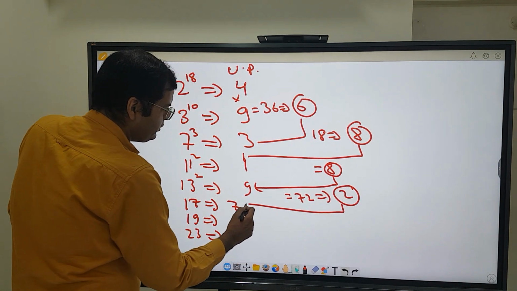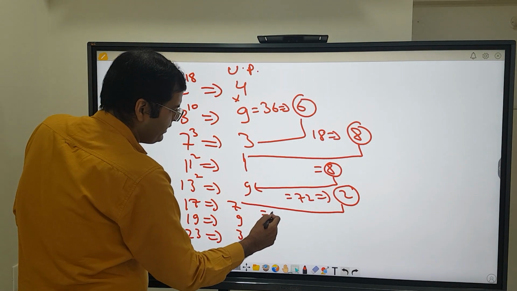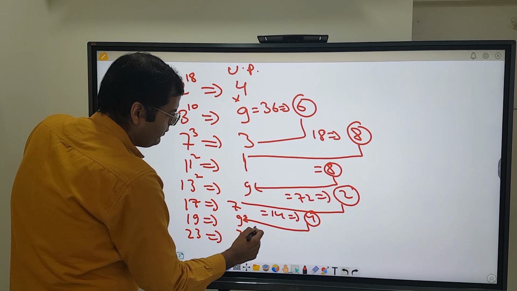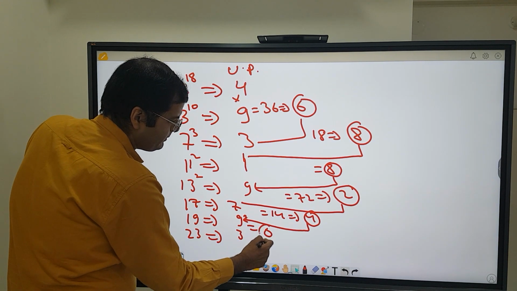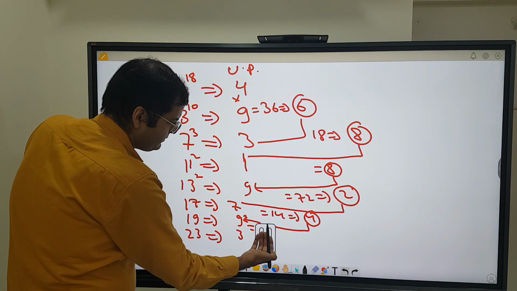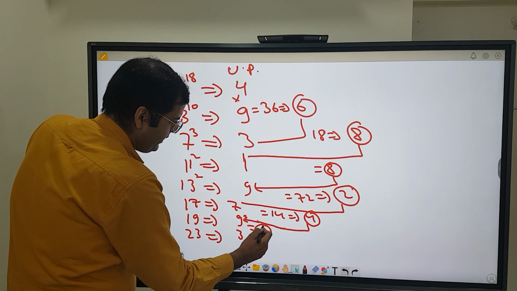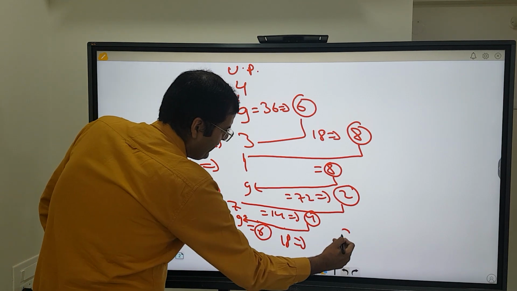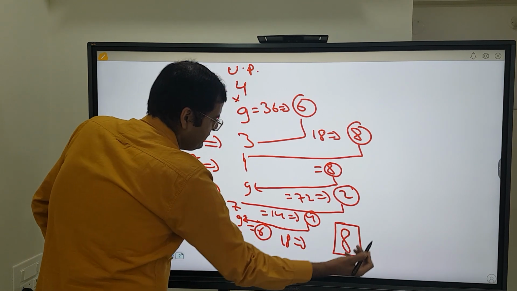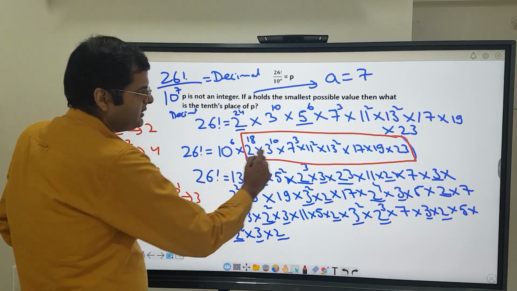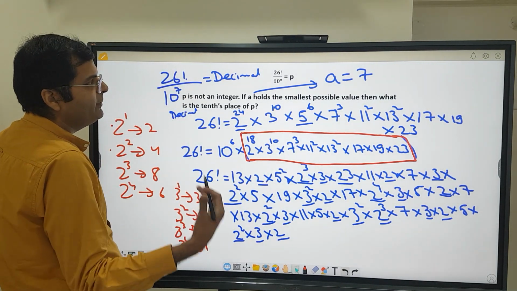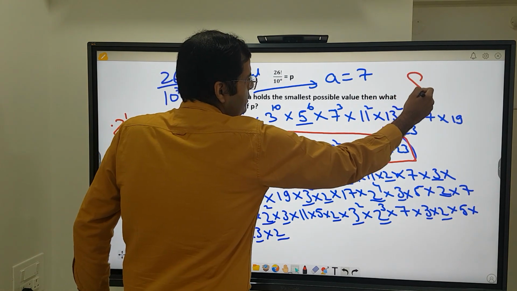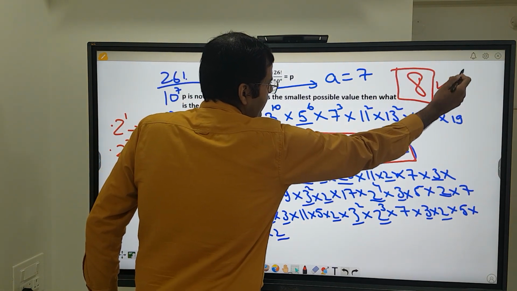Then I will do 2 into 7. 2 into 7 is 14. So take 4 as the units place. Then 4 into 9. 4 into 9 is 36. I'll directly write the units place as 6 of 36. Okay, and finally 6 into 3 is 18. So my units place finally is 8. Okay, so over here the units place of this entire number comes out to be 8, which will be the 10th place in P. So 8 over here is the right answer.